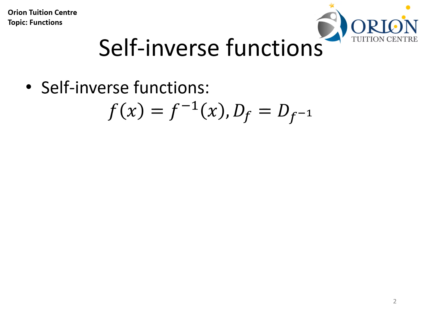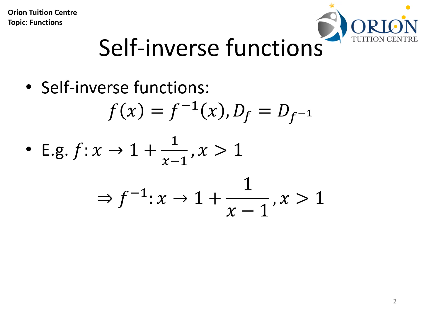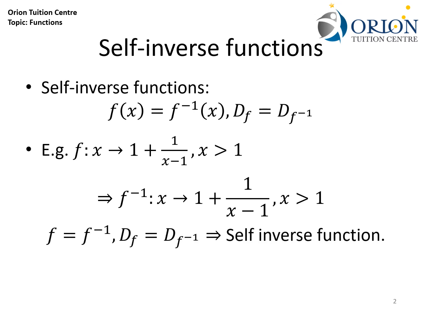An example is the function f(x) equals 1 plus 1 over x minus 1 for the domain of x more than 1. If we proceed to evaluate the corresponding inverse function for this function f, we will see that f inverse has exactly the same definition and the same domain as f. Thus, we can say that since f equals f inverse and the domains are the same, f is a self-inverse function.